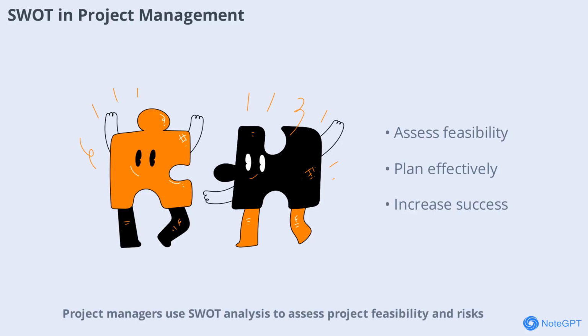Project managers use SWOT analysis to assess project feasibility and risks. By identifying strengths and weaknesses within the team as well as external opportunities and threats, they can plan more effectively and increase the chances of project success.